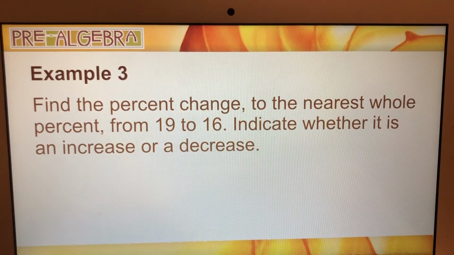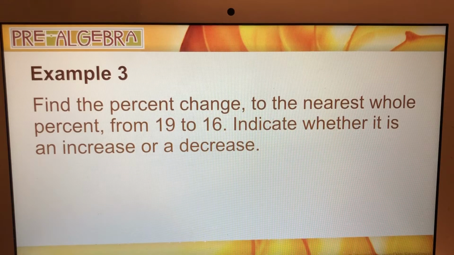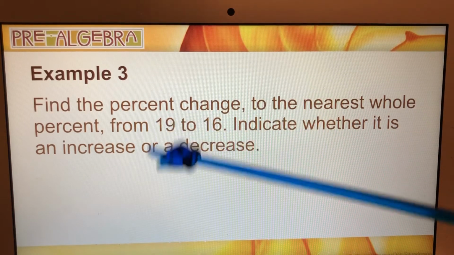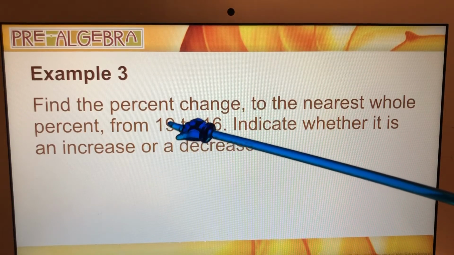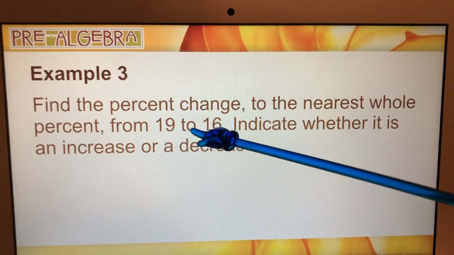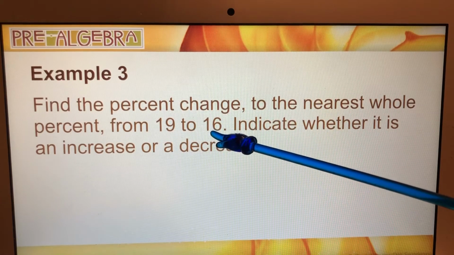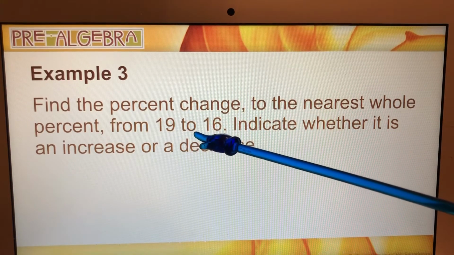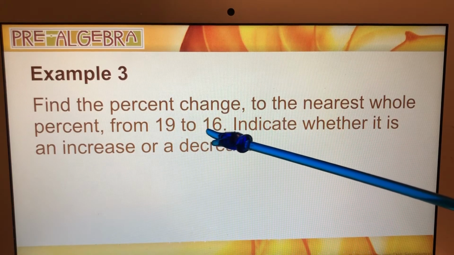Find the percent change to the nearest whole percent from 19 to 16. Indicate whether it is an increase or a decrease. Now, you can actually answer this last part right away, can't you? Because you're going from 19 to 16. Did it increase or reduce? It reduced, right? It lowered. So then this is going to be a decrease.